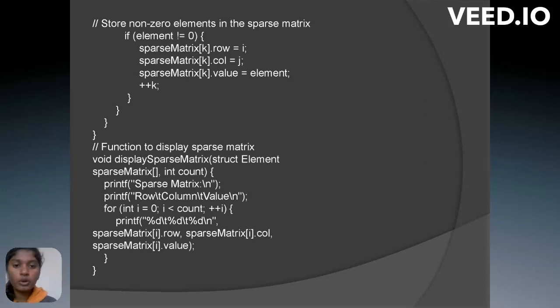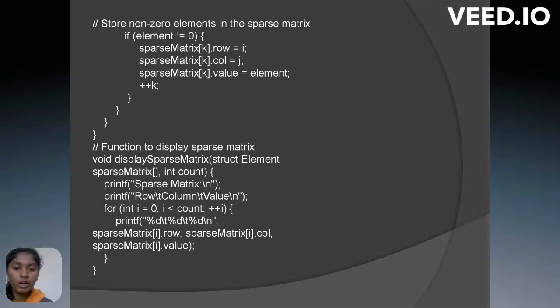Store non-zero elements in the sparse matrix. In this, it will store the non-zero elements. If element is not equal to 0: sparseMatrix[k].row = i, sparseMatrix[k].column = j, sparseMatrix[k].value = element, k++, and close the parentheses. Next is the function to display the sparse matrix.